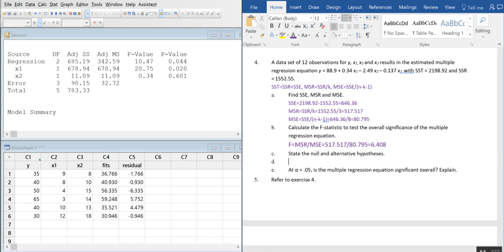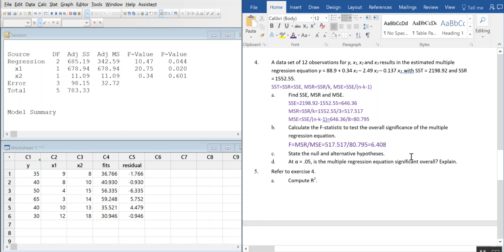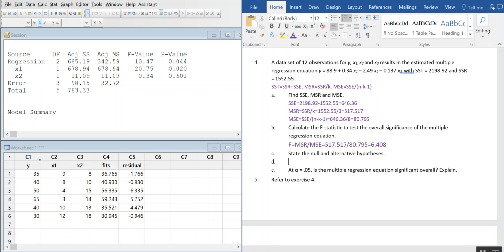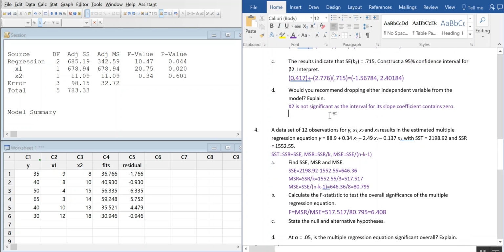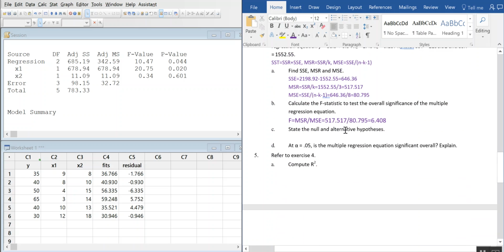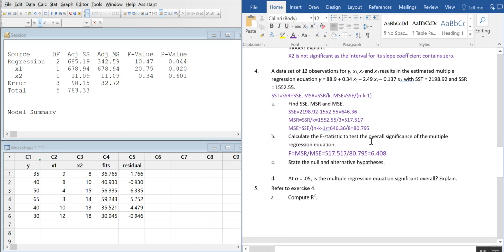Okay, so I've got all these results, and I need to use them to come up with a hypothesis test. So I need to state my null and my alternative hypothesis. This is a test for the regression model. So I'm testing the whole model.